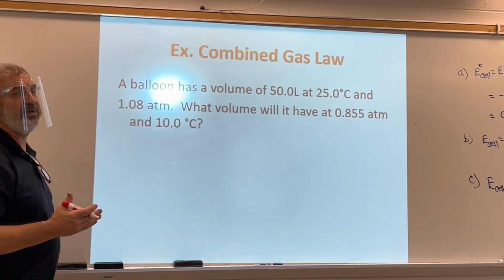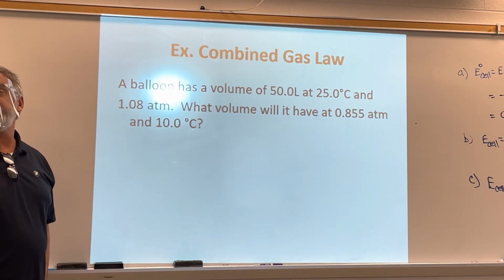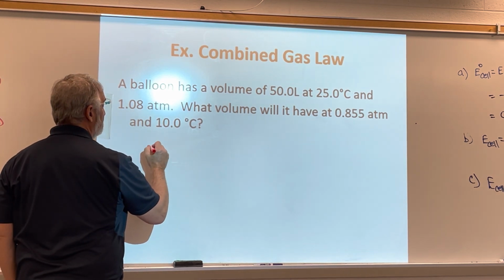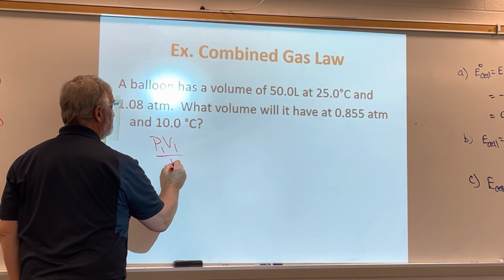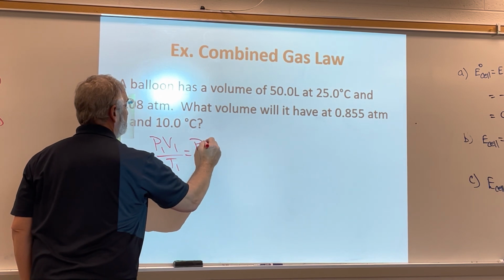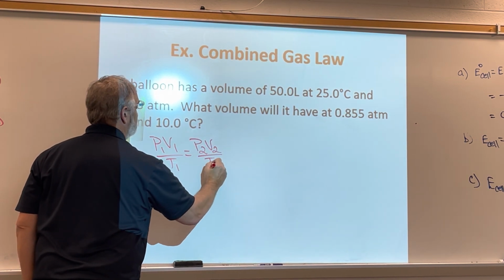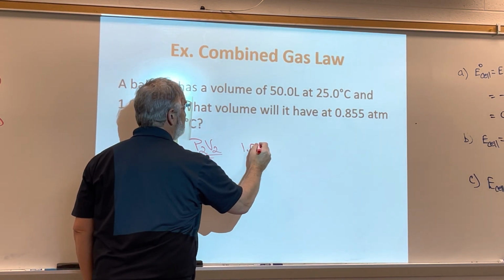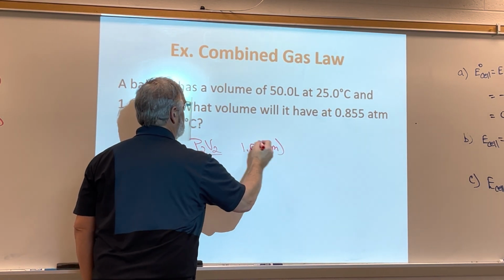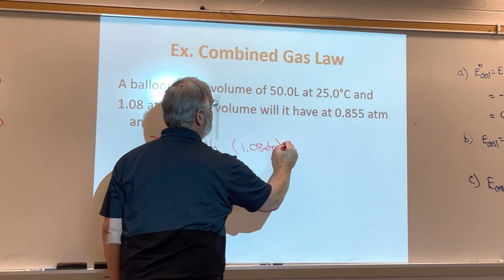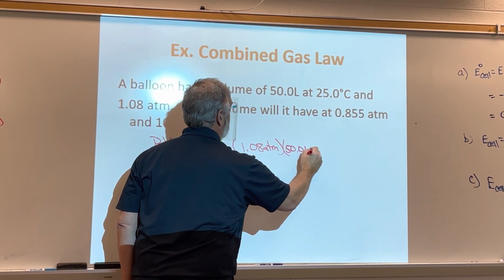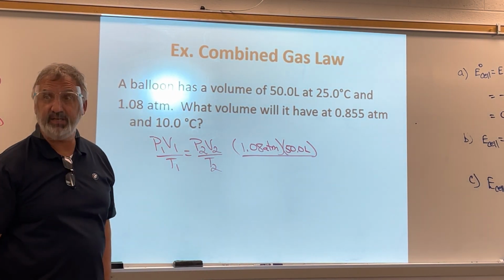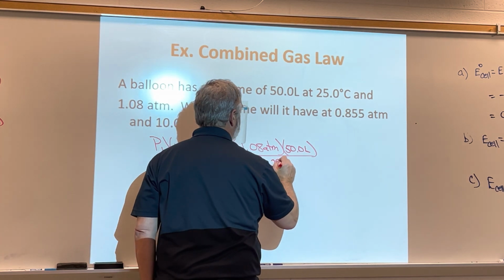So we have to do a little bit of algebra in order to isolate the volume. My initial pressure, we're going to go P1 V1 over T1 is equal to P2 V2 over T2. So my initial pressure, you need to recognize that atmospheres is pressure. My initial volume is 50 liters. My initial temperature is 25. What's that equal to? 298.